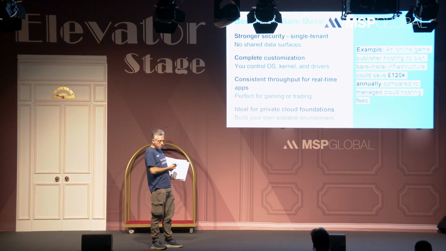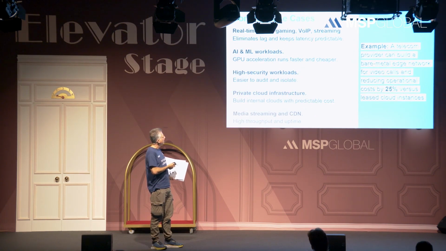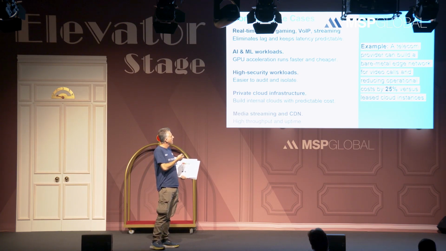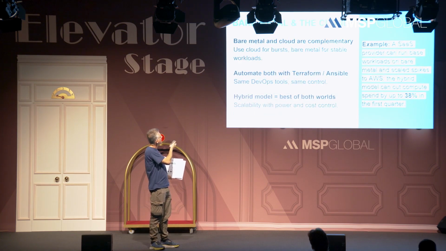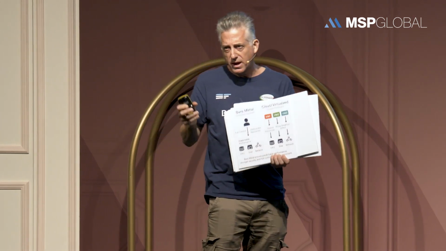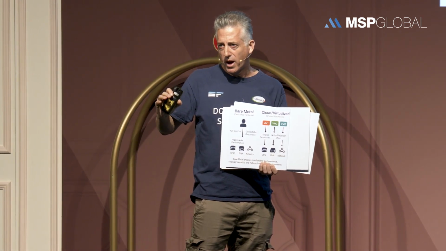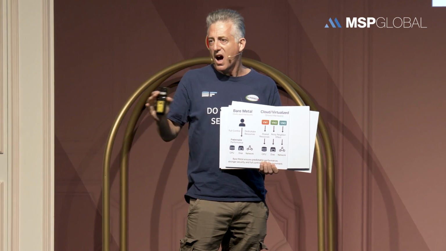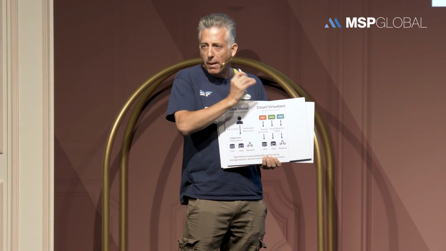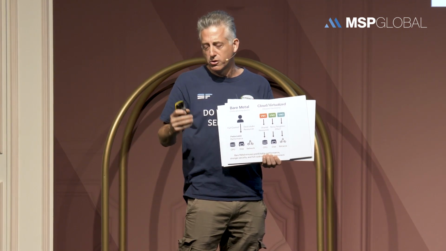What else do we have? Online game publisher hosting its own bare metal infrastructure could save $120,000 annually compared to managed cloud hosting fees. A telecom provider can build bare metal edge network for video calls and reducing operational costs by 25% versus leased cloud instances. So basically, you can here, for example, you can have a combination. You can have a hybrid. So for example, you run 95% of everything on your private cloud, but if you have a short burst of requirements of extra workload for, let's say, half an hour, we could shift that out to the cloud, pay just for that half an hour, and then you carry on your private setup.